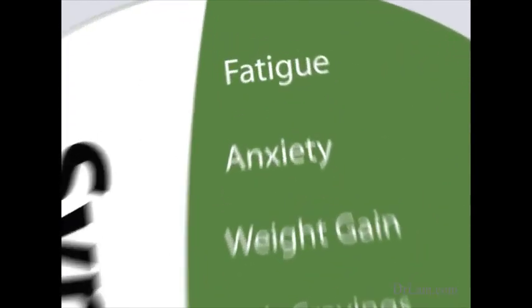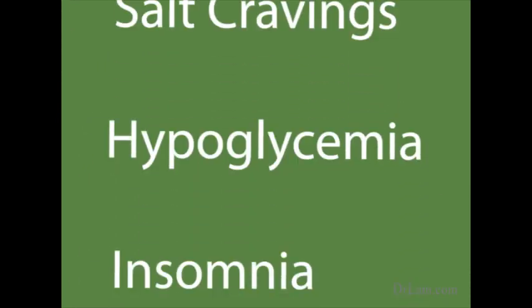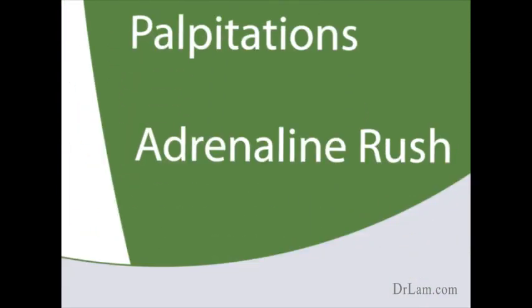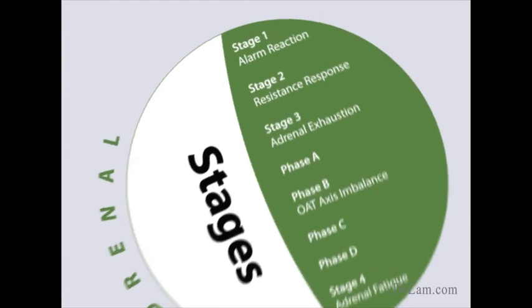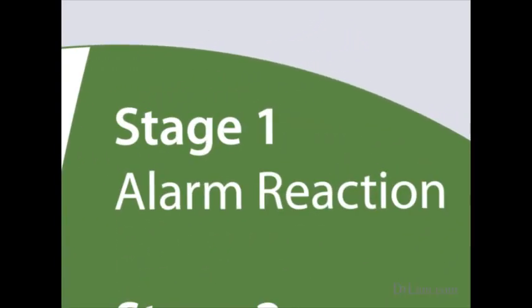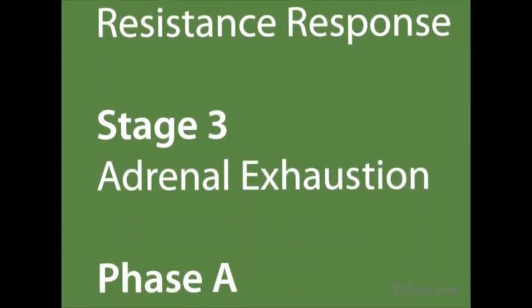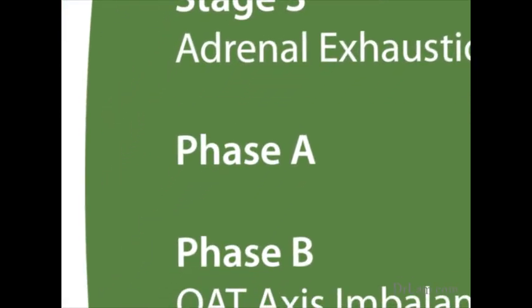What are the symptoms? They include fatigue, anxiety, weight gain, salt craving, hypoglycemia, insomnia, joint pain, palpitations, and adrenaline rushes. Adrenal fatigue can actually be divided into 4 stages clinically, starting with stage 1, which is alarm reaction, going into stage 2 with resistance response, where the body tries to put out more cortisol. Stage 3 is when the adrenal is in exhaustion, as the cortisol level starts to go down.